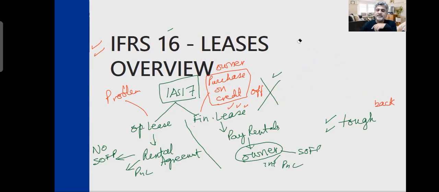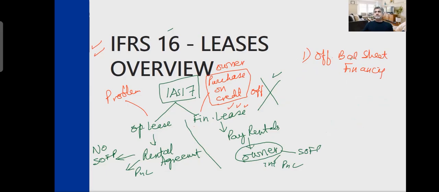So we said that IAS 17, the old standard, had a first issue, which was off balance sheet financing. Off balance sheet financing means that a business has acquired financing, but it is not shown on the balance sheet. How did it work in the past? See what happens. Remember that you have two financial statements. One is the P&L, and one is the SOFP.